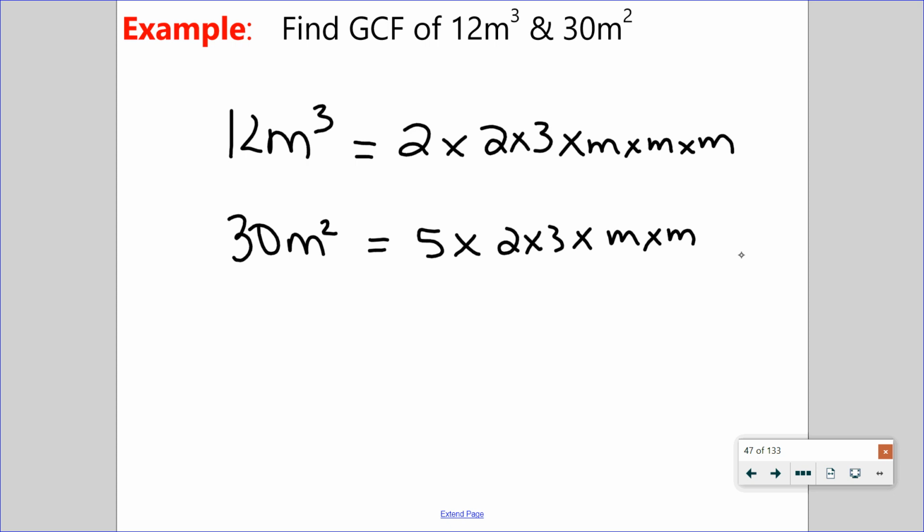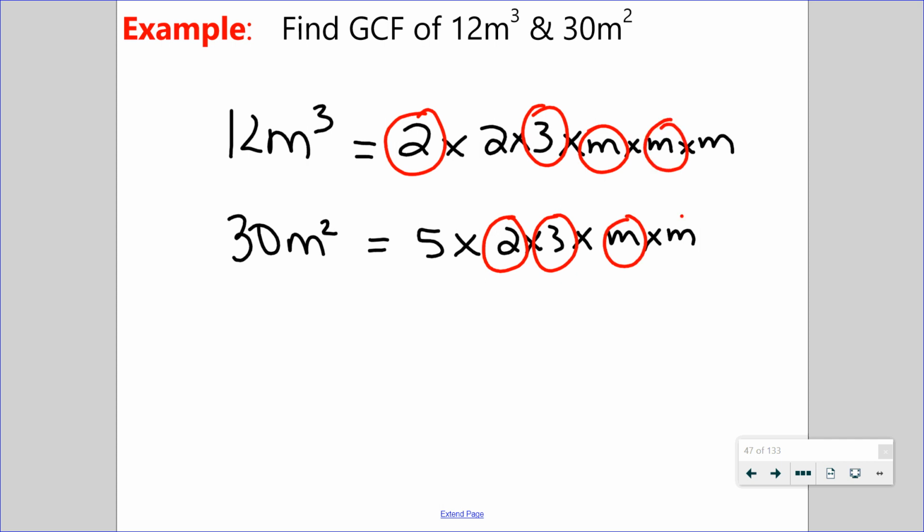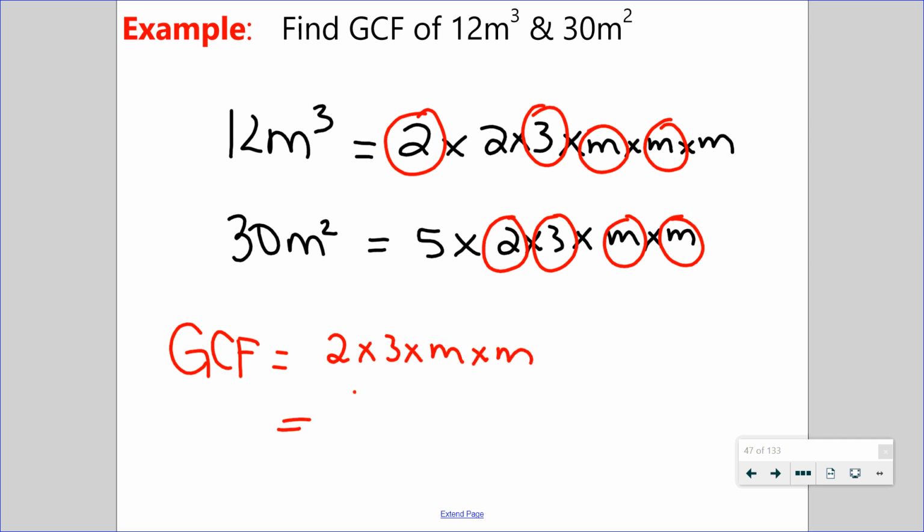So there I have the prime factorization of each one. I want to look for what they have in common. So I see a 2 and a 2. I see a 3 and a 3, an m and an m, and another m and an m. So what that means is that the greatest common factor is 2 times 3 times m times m, or 6m squared. That would be the greatest common factor.